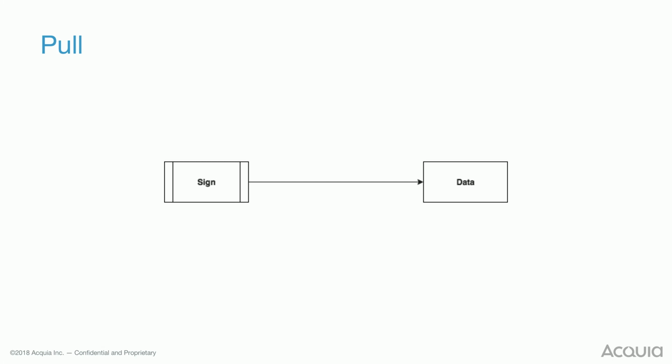Pulling, in my humble opinion, is a dangerous, terrible idea. Having said that, we totally built our prototype with a pull system. It worked fine. We had a few dozen signs, and basically what was happening was every sign, every couple of seconds, was going out and requesting new data.